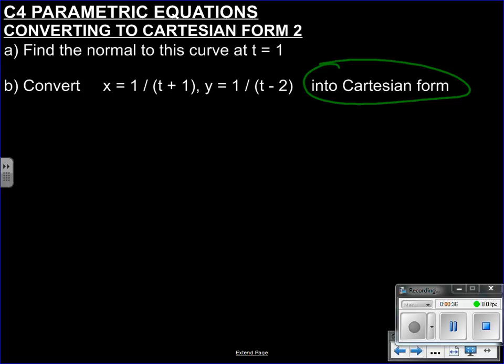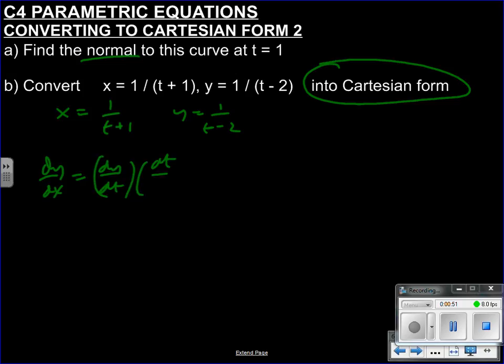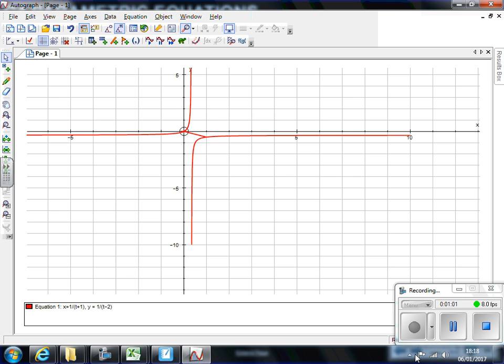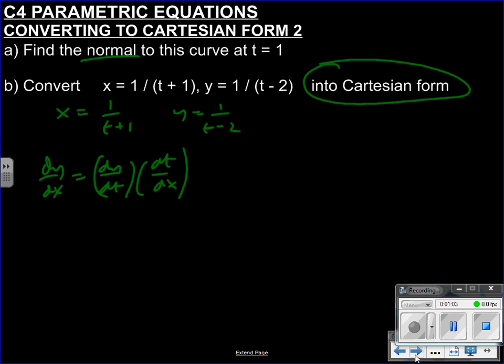Because remember, if we're trying to find the normal or the tangent, if x equals 1 over t plus 1 and y equals 1 over t minus 2, we would do our dy by dx and then use the chain rule. Hopefully I've picked a good example of where the curve's going to be horrible. We did see that curve in the previous video. I think it looked like that one. So we've used the chain rule. We don't need to convert this into Cartesian form.